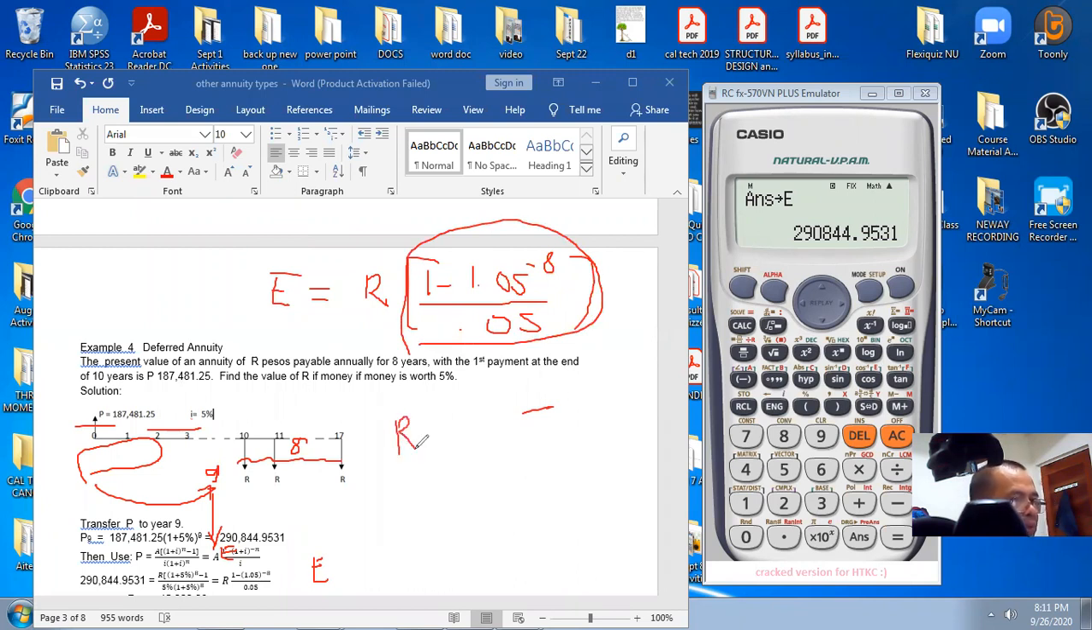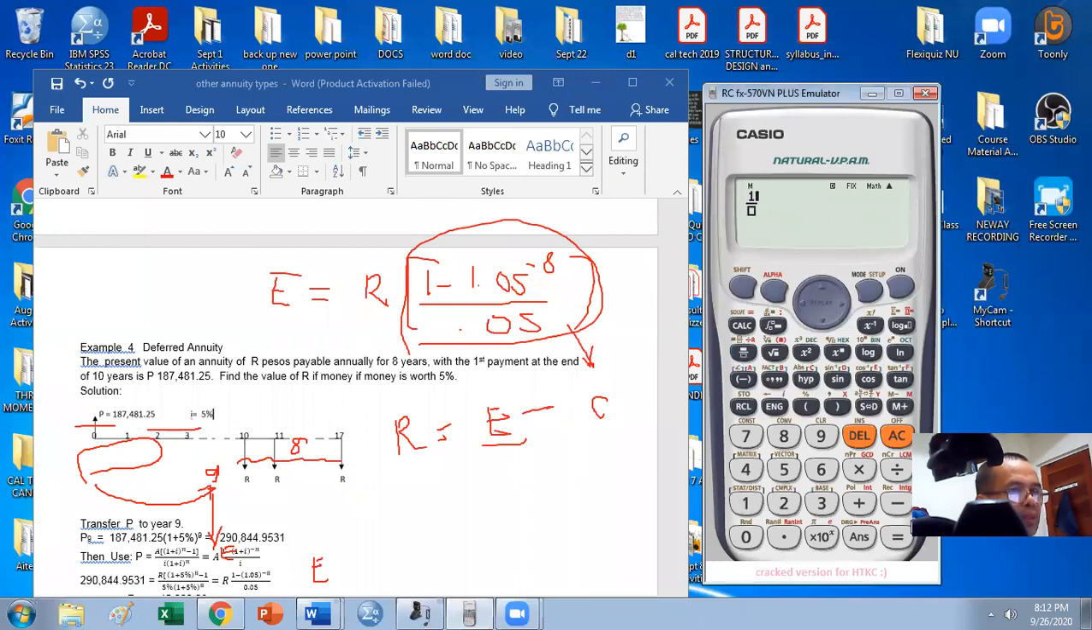R is equal to E divided by what? Divided by this value. Let me store that to C na lang. Okay? So let me compute that. That is 1 minus 1.05 to the negative 8 over 0.05. Okay? And then I have to store it to C.